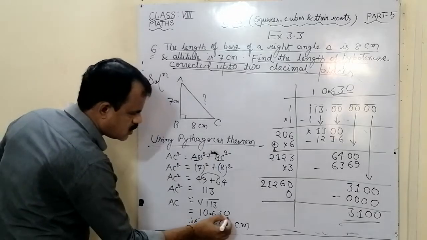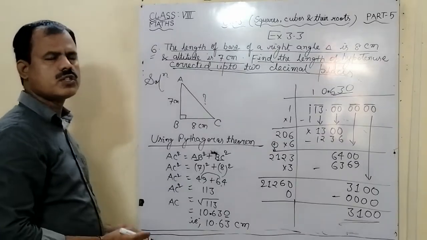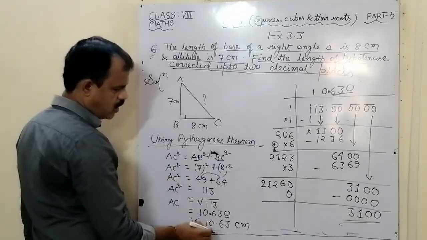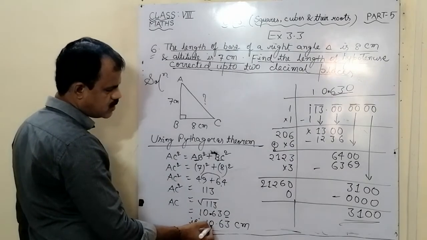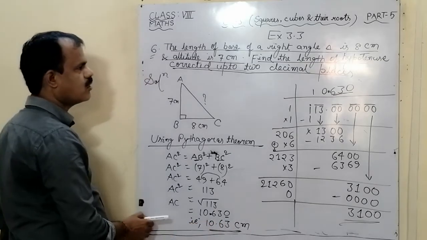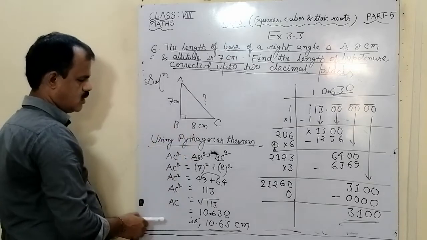So here you see the third place number is 0, which is less than 5. So we simply remove this 0, and the actual answer is 10.63 centimeters, and this is the hypotenuse of that triangle.